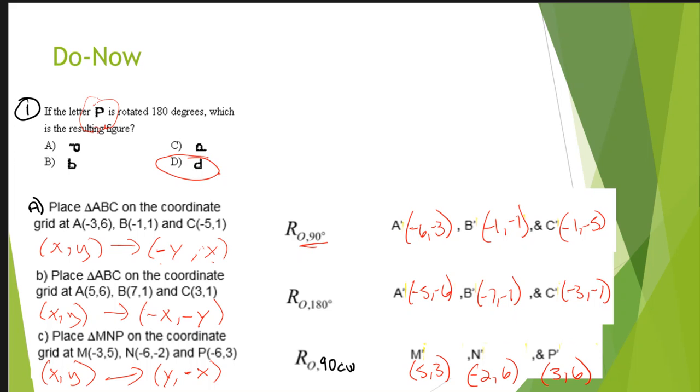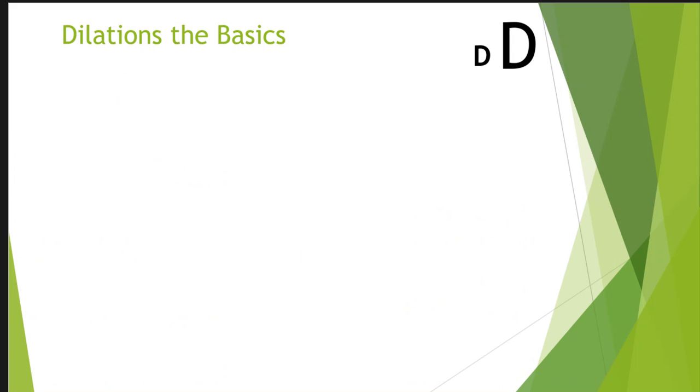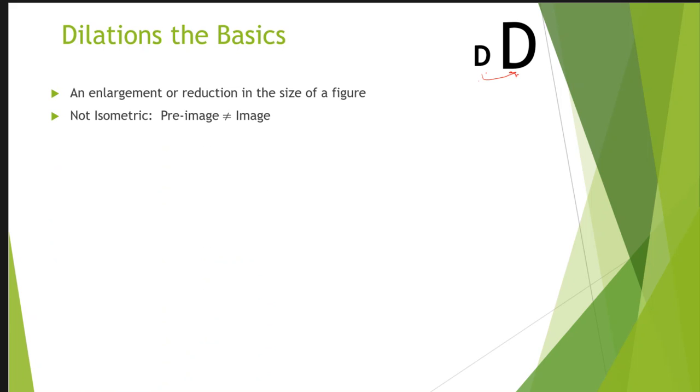All right, so let's go to the new stuff. For today, we're going to start with dilations. This is the last of our transformations. Yay. As we spoke about from the beginning, a dilation is an enlargement or a reduction in the size of a figure. This example represents a dilation where the D is getting larger. It's an enlargement. The key thing is that dilations are not isometric. That means the pre-image and the image are not congruent.